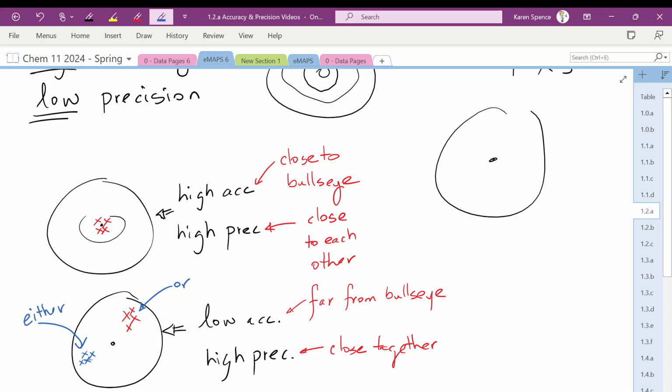Now we get into the trickier ones where we have some low precision. Okay, so over here, we're going to try low accuracy and low precision.